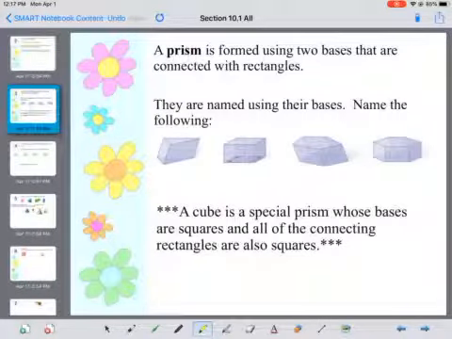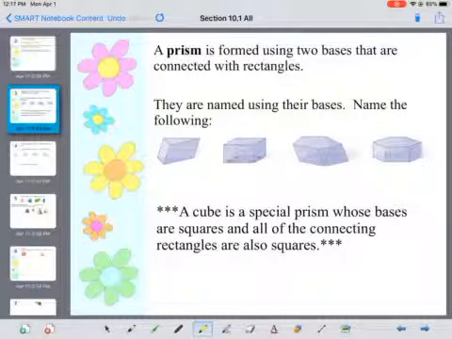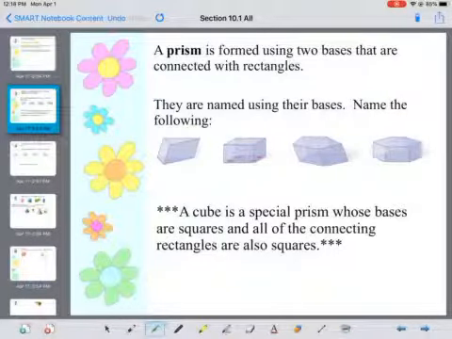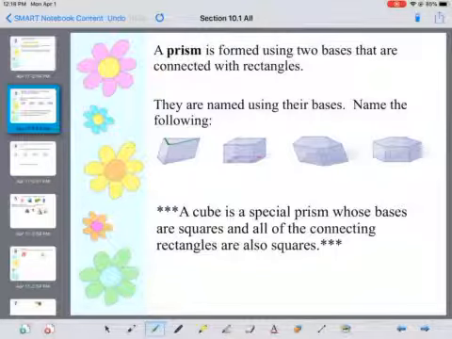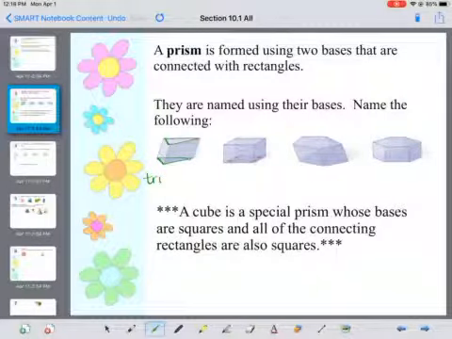Okay. Now, a prism is formed using two bases. They don't have to be the top and the bottom, but often they are, connected with rectangles. You name prisms based upon their bases. So this first one here, there's one of the bases. Here's another one of the bases, and those are triangles. So that is a triangular prism.